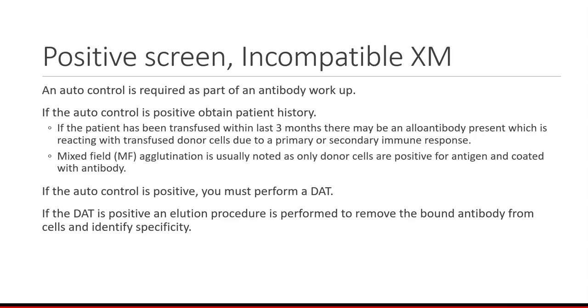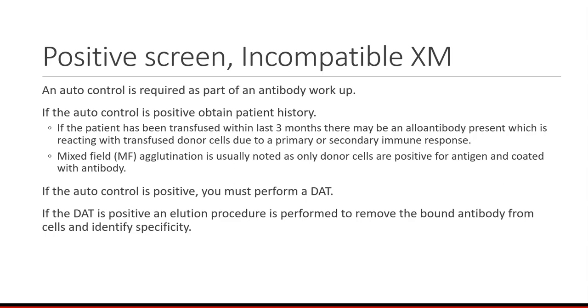If the autocontrol is positive, you must perform a direct antiglobulin test, because an autocontrol is not the same thing as a direct antiglobulin test. The final state is the same, meaning we wash 3 times, we add anti-human globulin serum. But in the autocontrol, you have added enhancement media, you've incubated, so it's handled differently. A direct antiglobulin test is where you take cells out of your cell suspension, put a drop in a tube, wash 3 times, and directly test it with the antiglobulin serum. No incubation, no enhancement reagent.